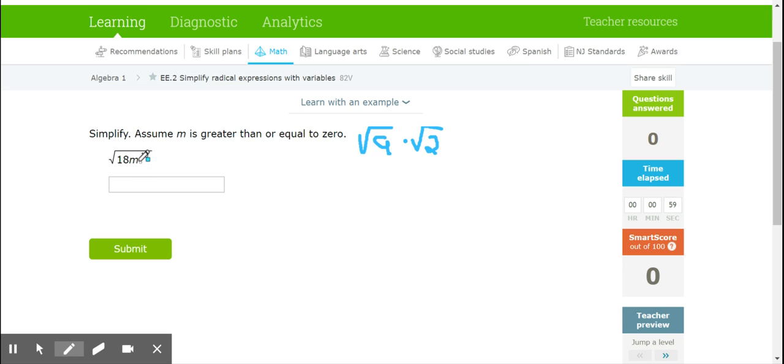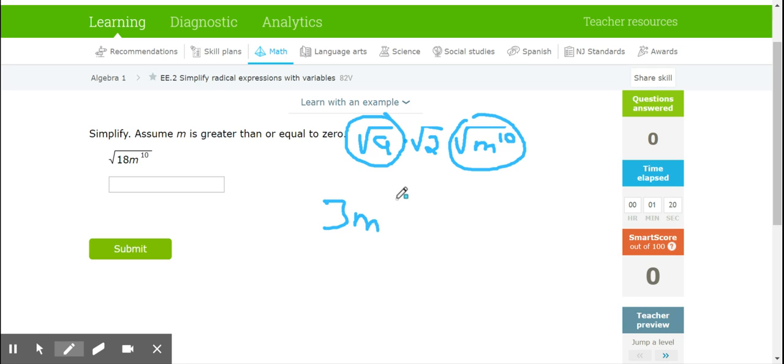Now, square root of m to the 10th. Since the exponent is even, it's going to be a perfect square. Okay, so we'll take the square root here. Square root of 9 is 3. Square root here is going to be divide the exponent by 2. So 10 divided by 2 is 5. So the square root of m to the 10th is m to the 5th.